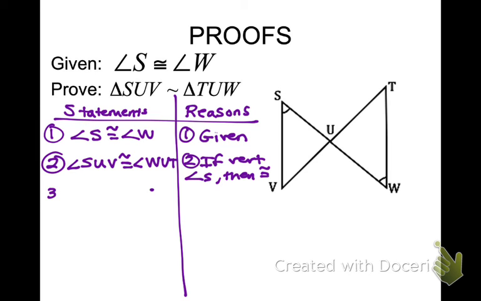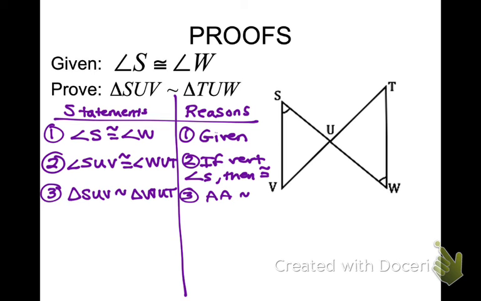So line 3 is my prove line. So now I have enough information to say triangle SUV is similar to triangle WUT because of angle, angle similarity. Easy enough? Okay, all of these will end with angle, angle. We're not going to do any of the other options.